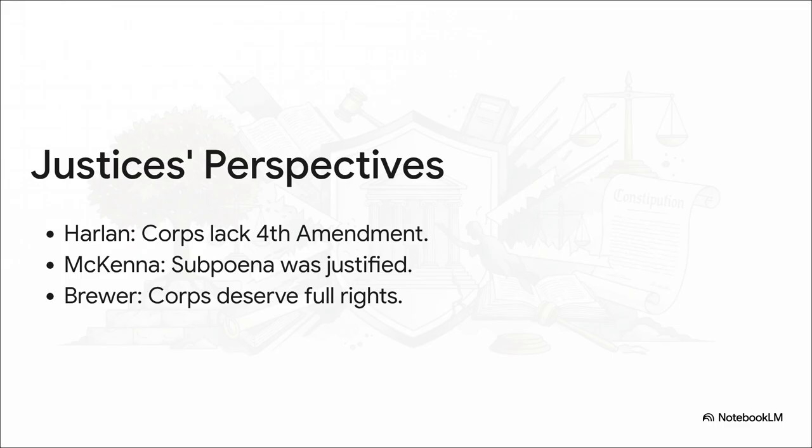Justice Harlan concurred with the result but argued that corporations are invisible artificial beings, not people, and shouldn't get Fourth Amendment rights at all. Justice McKenna thought the massive subpoena was perfectly fine, arguing every single letter might be necessary to prove a monopoly existed. And on the completely opposite end, Justice Brewer dissented entirely, arguing that corporations are just associations of citizens and should have the exact same Fourth and Fifth Amendment protections as any individual. It really proves that the constitutional rights of a corporation were a highly contested, bleeding-edge frontier back in 1906.